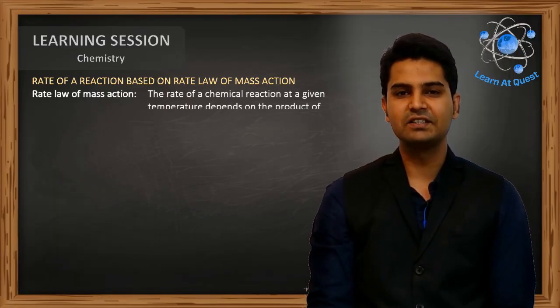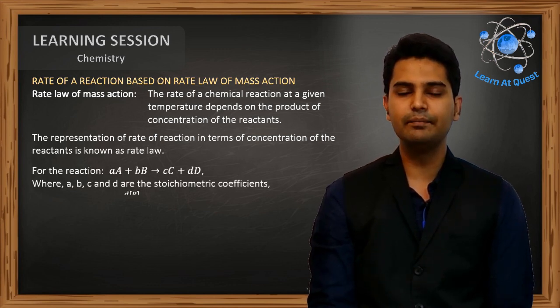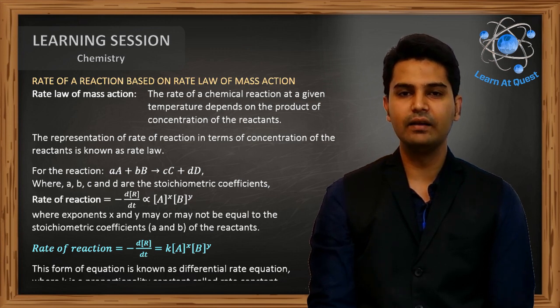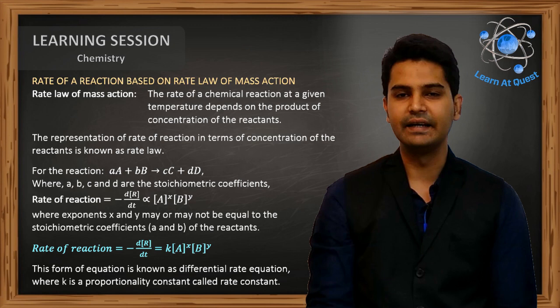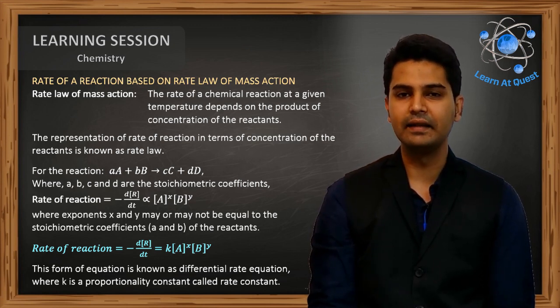The rate law of mass action states that the rate of a chemical reaction at a given temperature is directly proportional to the product of the concentration of the reactants. Let us consider a chemical reaction as shown here. Here, the reactants are A and B and the products are C and D. The letters small a, b, c and d are the stoichiometric coefficients.